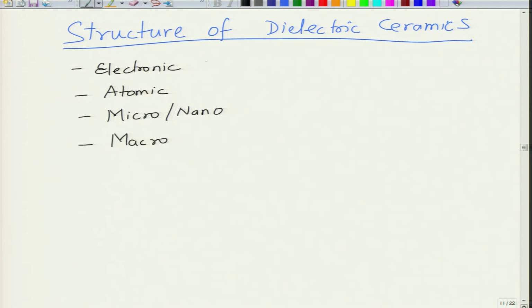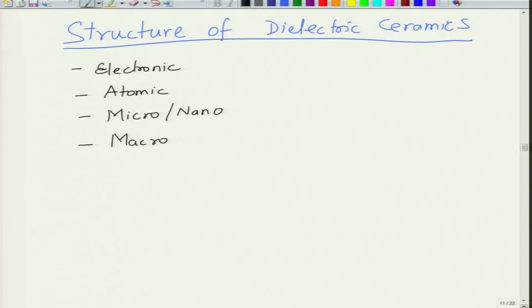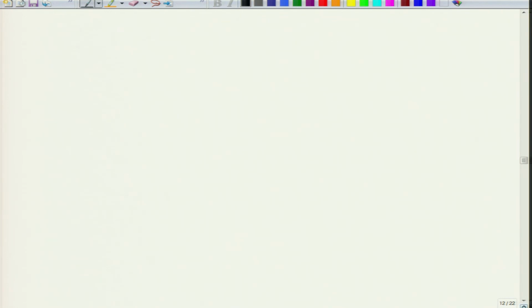So, this is at the electronic level, electronic structure. Atomic structure is the level of atoms. Nano or microstructure is at the level of microstructural features, such as grains, grain boundaries, and so on and so forth. And then macrostructure is in the form of the shape, the pores, the voids, etc. So, here when we talk about the structure of ceramics, we are mainly concerned with the atomic structure of these materials. So, this is what we are going to talk about in the next few slides.